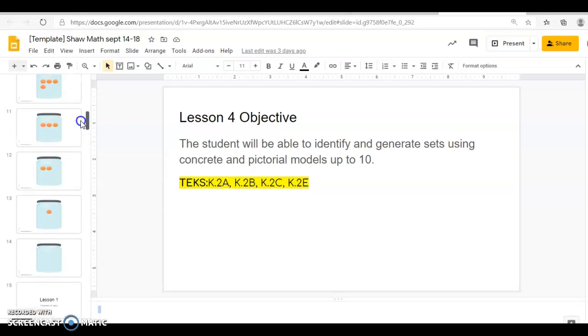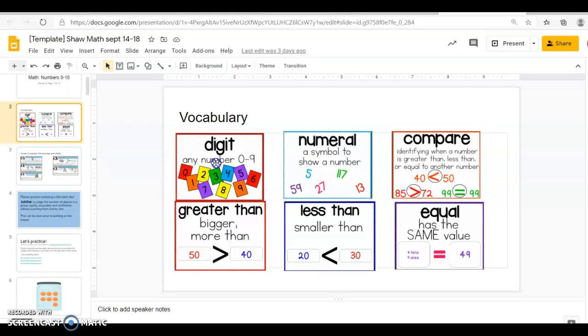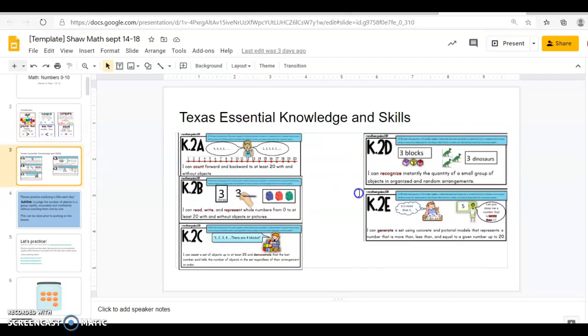So we're going to go over our vocabulary: digit, numeral, compare. When you compare a number, you say if it's greater than, less than, or equal to another number. Greater than would be a bigger number or more than. Less than, smaller than. Equal has the same value. And these are the tics that we are working with.